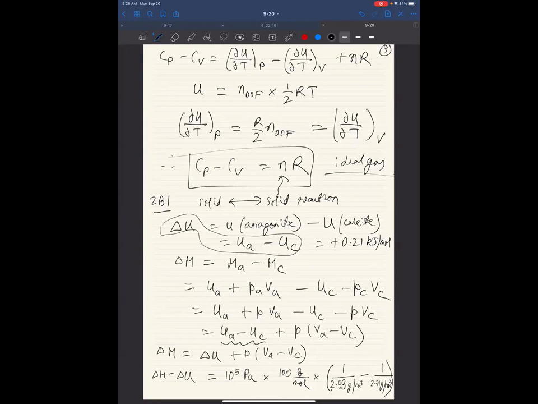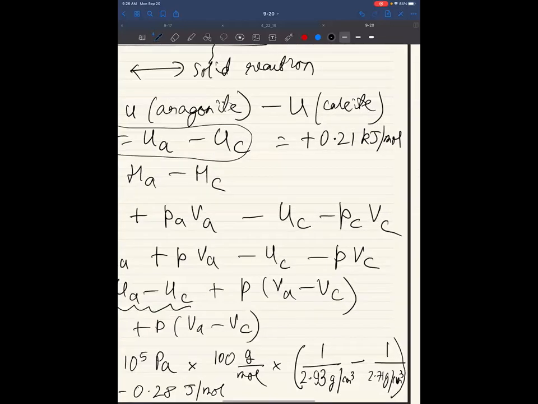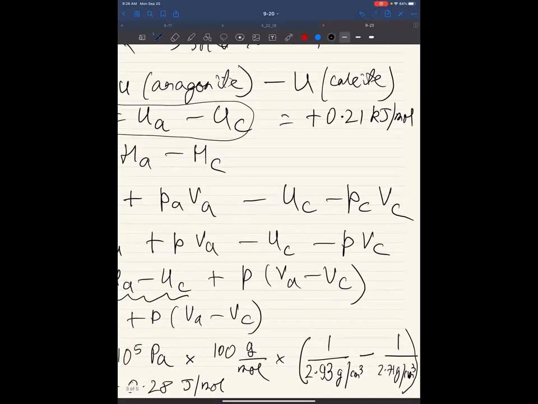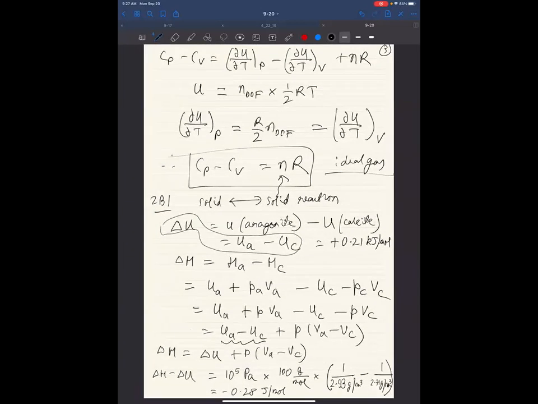Okay, so this is a simple arithmetic operation, you multiply everything. And what you get is the number as minus 0.28 joule per mole, not kilojoule, but joule per mole. If you multiply out whatever is written over there, you have to take my word for it, all of this, 2.93 and 2.71 over there. So what did we just get? We got that delta H minus delta U is equal to minus 0.28 joule per mole.